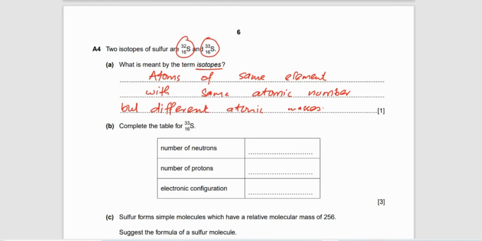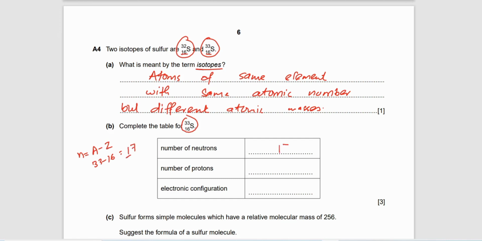different numbers of neutrons. Complete the table for this. You can see these are two isotopes; they have the same atomic number, 16 and 16, and atomic mass is 32 and 33, which are different. So we can say same atomic numbers but different atomic masses. For the number of neutrons, for sulfur-33, the number of neutrons is equal to A minus Z, where A is the mass number. 33 minus 16 becomes 17.